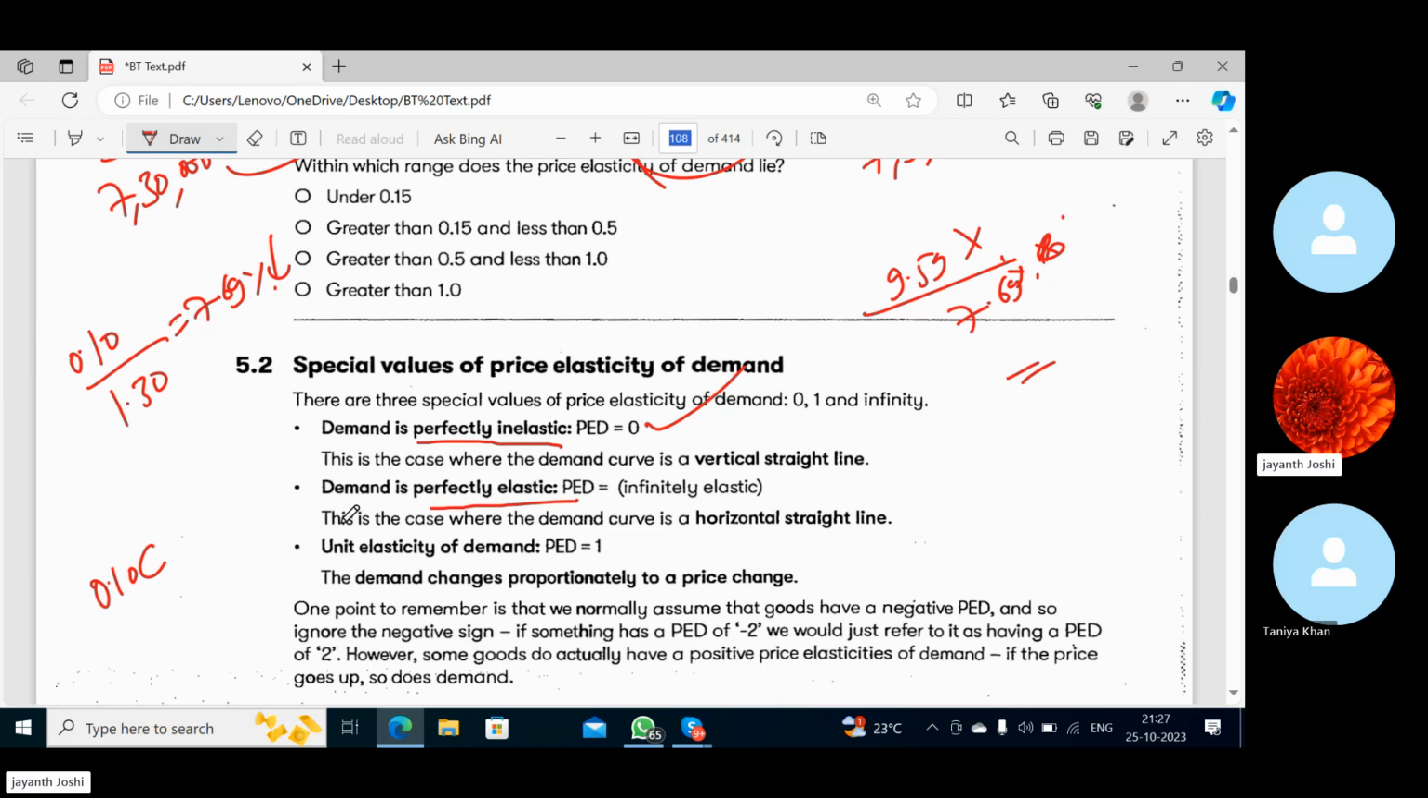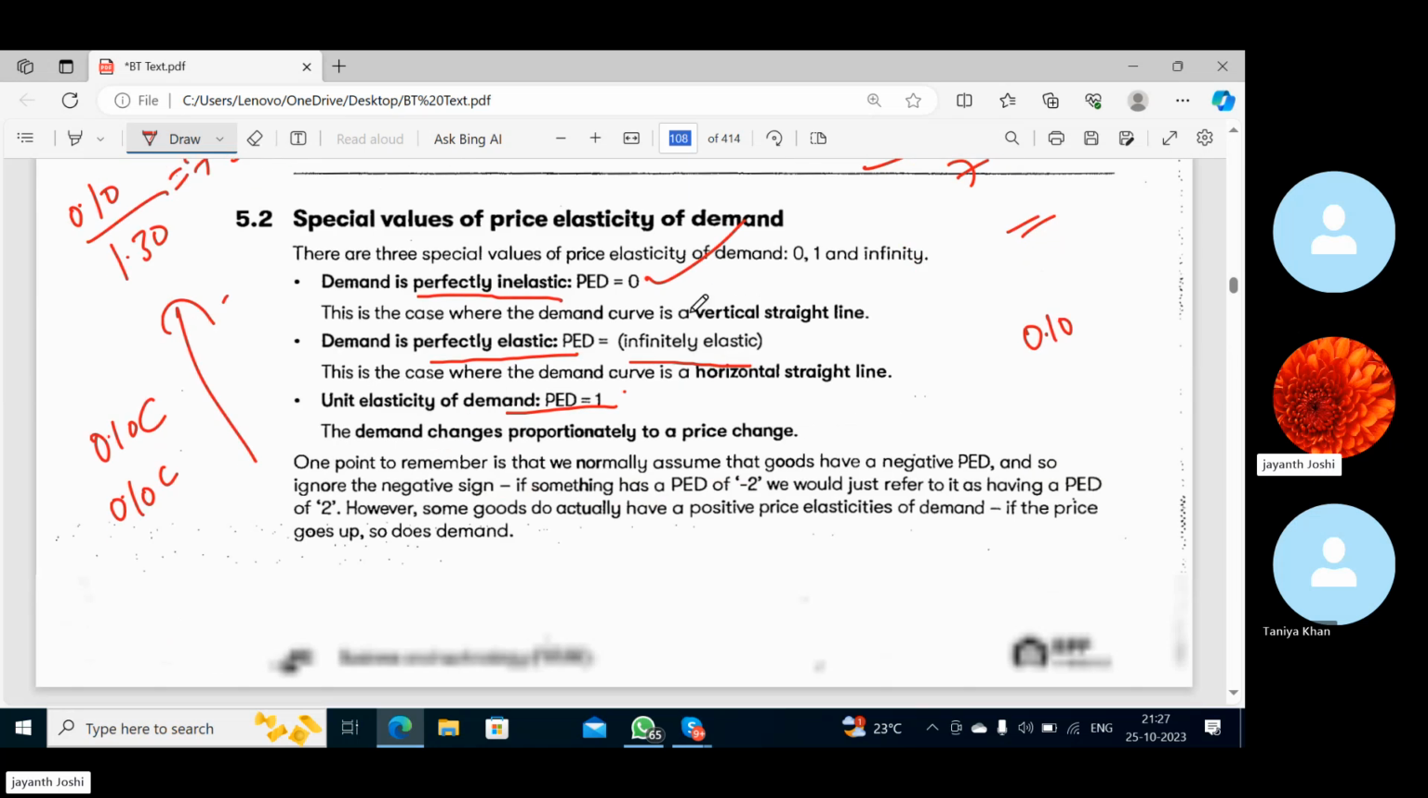Perfectly elastic: just a 10 cents change in price is leading to a very high change in demand. That is perfectly elastic. It is also called infinitely elastic. If the change in price leads to an equivalent change in demand, that is unitary elastic.